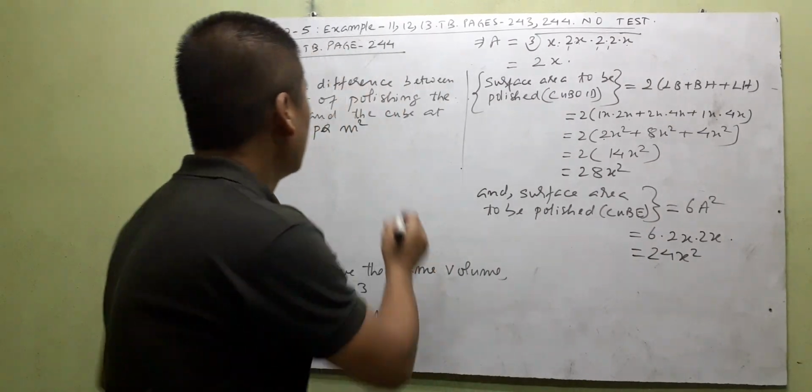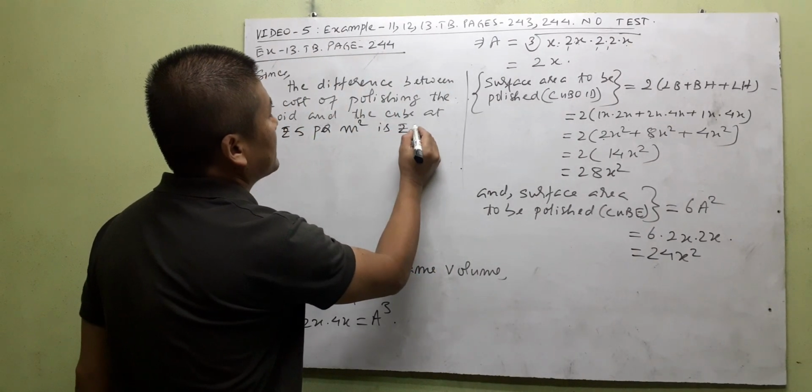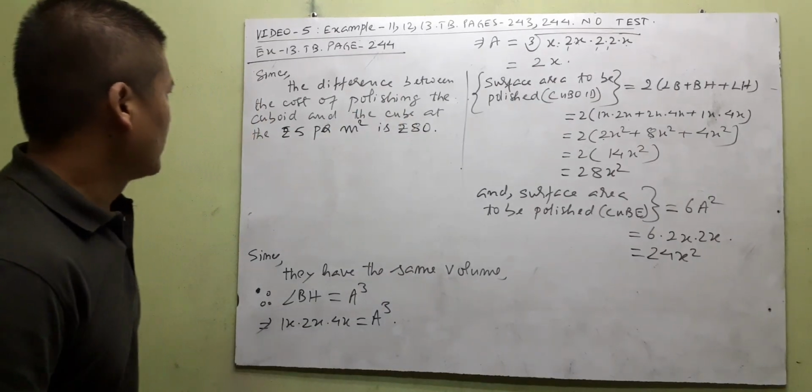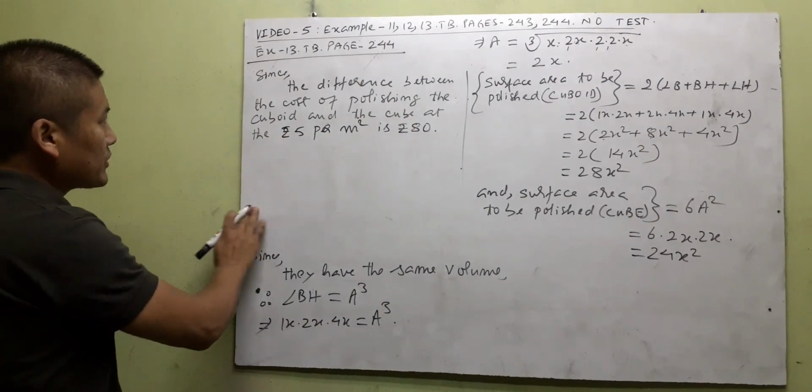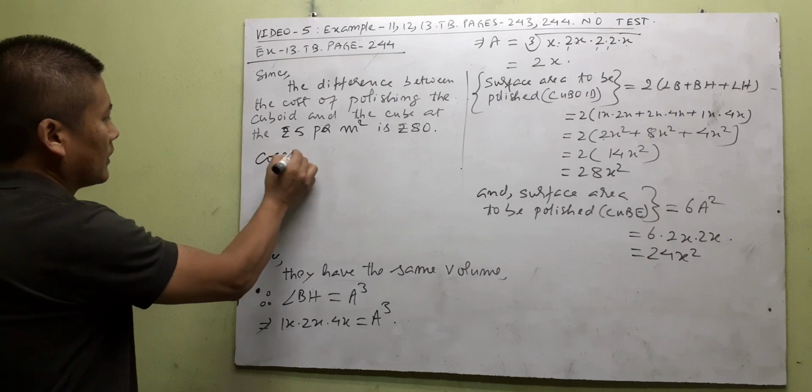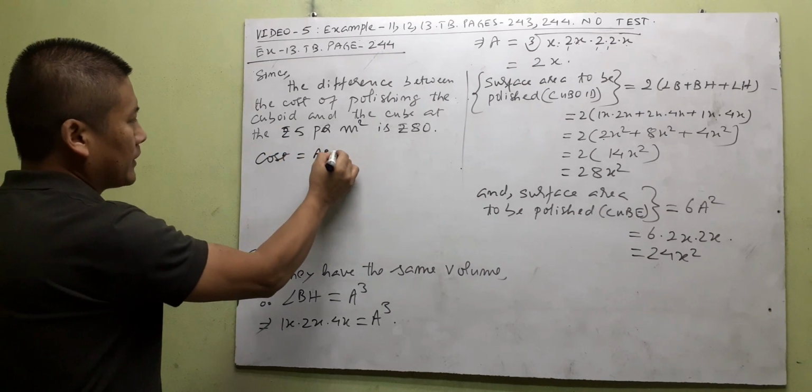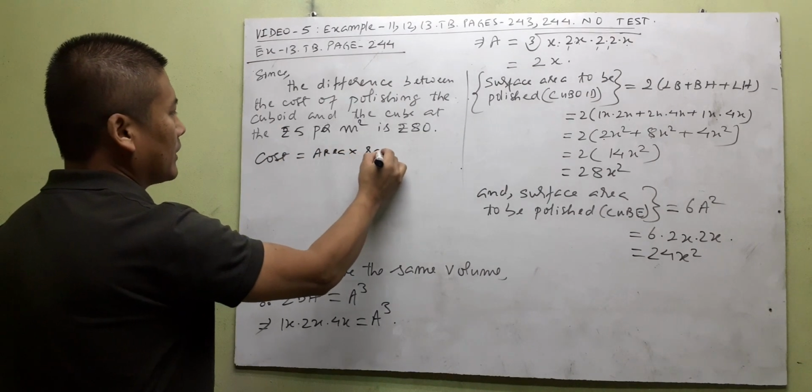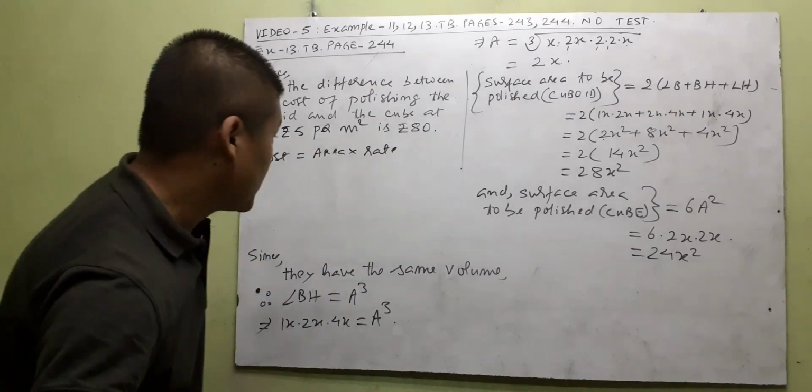It's rupees 80. So this one, we're going to use to find out something. So here now, please remember this formula. Cost is equal to area into rate. Okay, area into rate. Cost is area into rate.